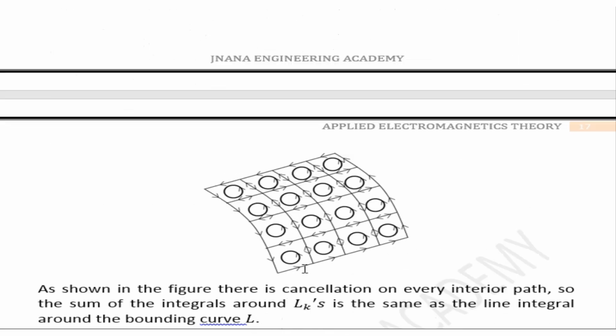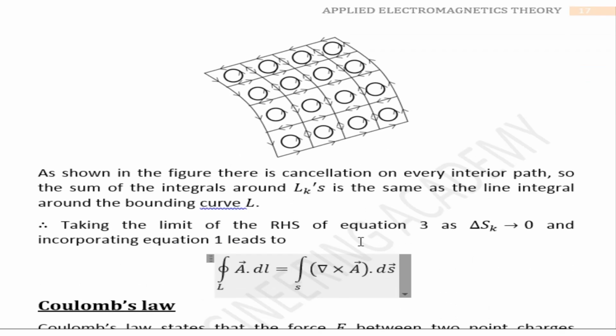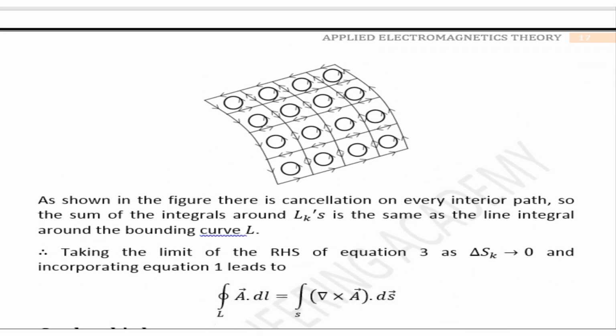Why is it so? This is the reason: if you divide a particular surface into k number of cells and take the line integral over each cell, there will be a cancellation on every interior path, and the sum of the integrals around the lk will be the same as the line integral around the bounding curve L. So that's Stokes theorem: the closed integral over L of A dot dl is equal to the integral over S of del cross A dot ds. So that's the curl and Stokes theorem.